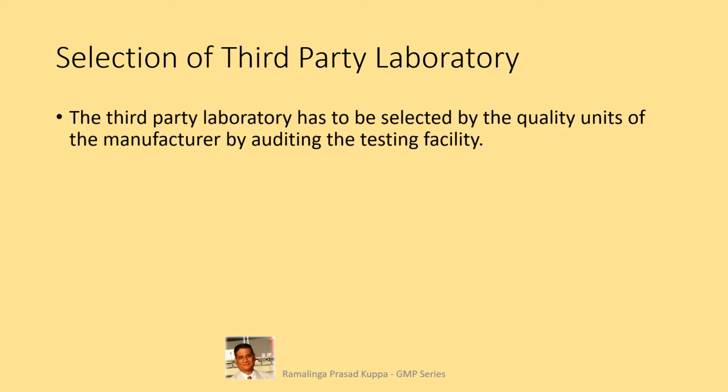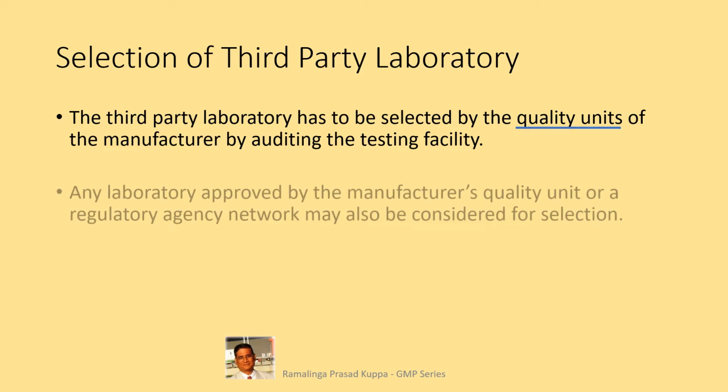The third-party laboratory has to be selected by the quality units of the manufacturer by auditing the testing facility. The quality units of the manufacturer should audit the contract laboratory premises for checking the compliance to GLP. Quality units include QC and QA. A detailed checklist should be used so that no point is missed out during the audit process while checking compliance.